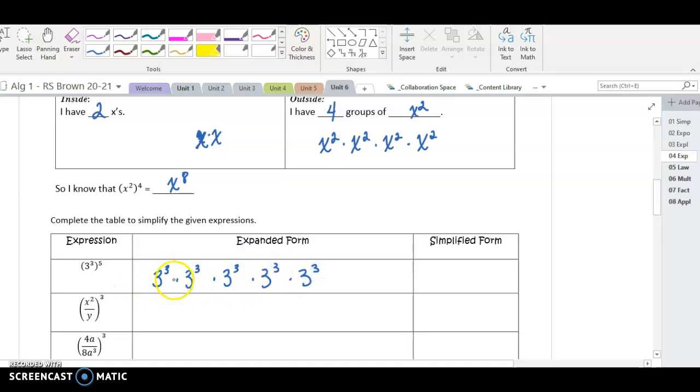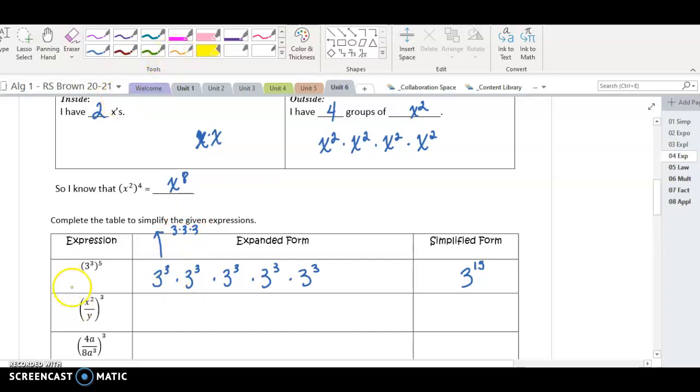All right, so my simplified form, I'm going to keep my base 3, right? And I have 3, 6, 9, 12, 15 of those 3's. Okay, because remember, each one of these is 3 to the third power. I'm just going to move one of these up here. It means 3 times 3 times 3, right? Each one of those has 3. Okay? All right.